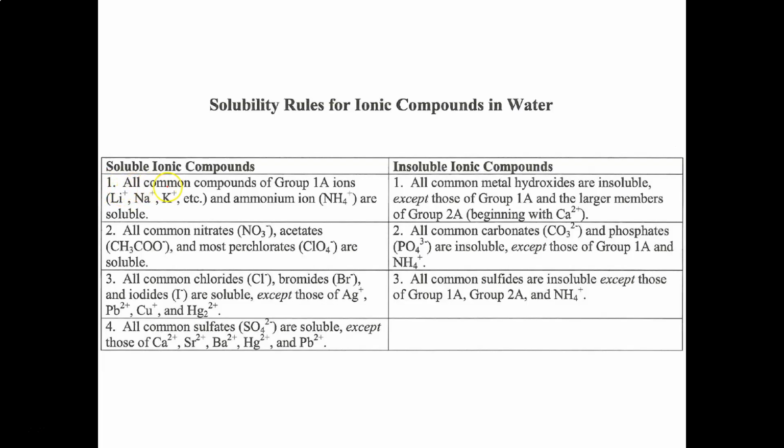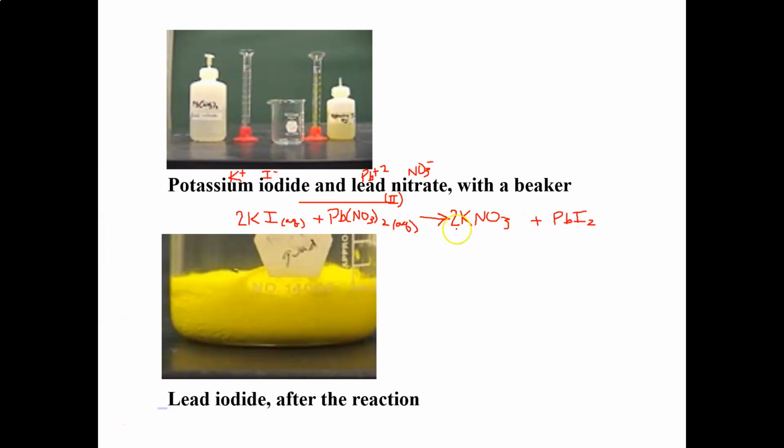Rule number 1, all common compounds of group 1 ions, which includes potassium, are soluble. So even if I just ignored the nitrate part, just knowing that it starts with K tells us it's soluble. But let's say I accidentally forgot to read number 1 and skipped to number 2. Number 2 says all common nitrates are soluble. The fact that it has nitrate in it also would have told us that it's soluble. So either way, I know this is soluble.